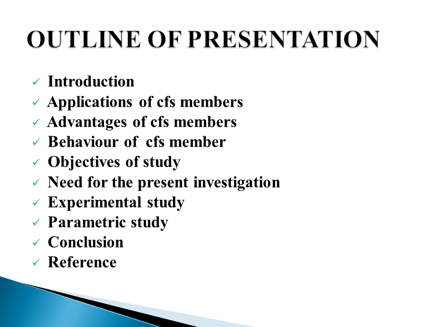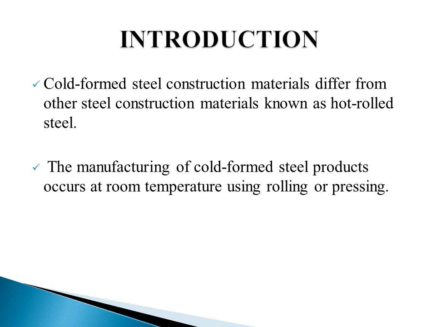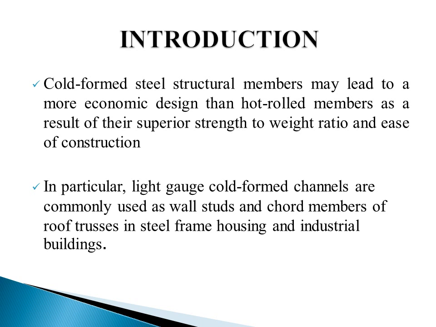This is the outline of the presentation. Generally, cold formed steel differs from hot rolled steel members. It is manufactured by rolling or pressing cold formed steel sheets at room temperature. It may lead to more economic design than hot rolled steel members as a result of the superior strength to weight ratio and ease of construction.